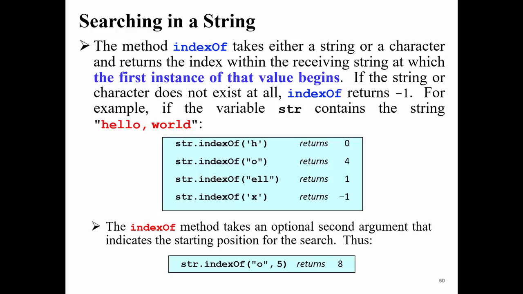I can also use indexOf and give a starting point. I need to look for o inside my string starting from index number 5. So if I do this, I will get 8. After index number 5, o is seen at index number 8. Remember, the index starts from 0 up to the length - 1.